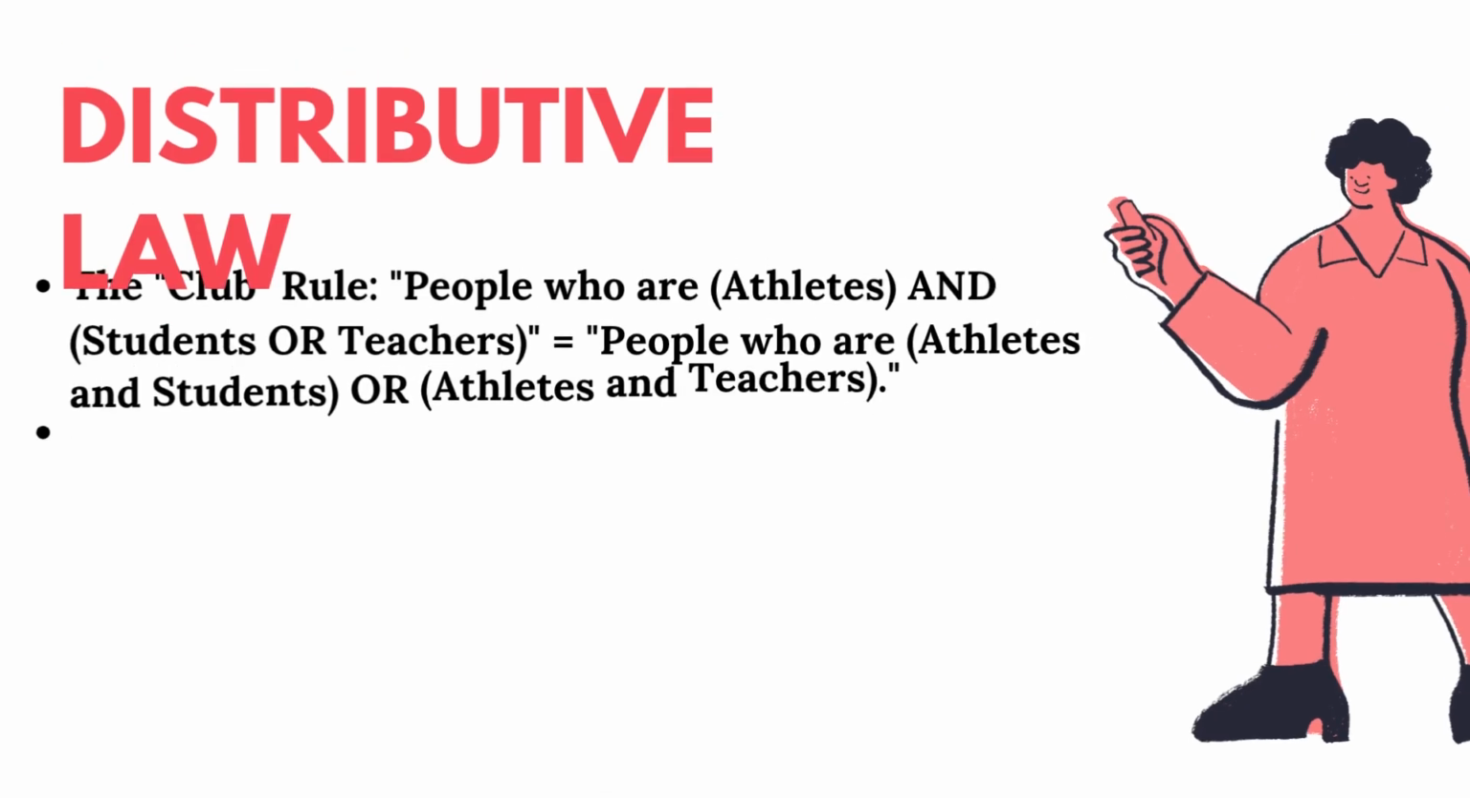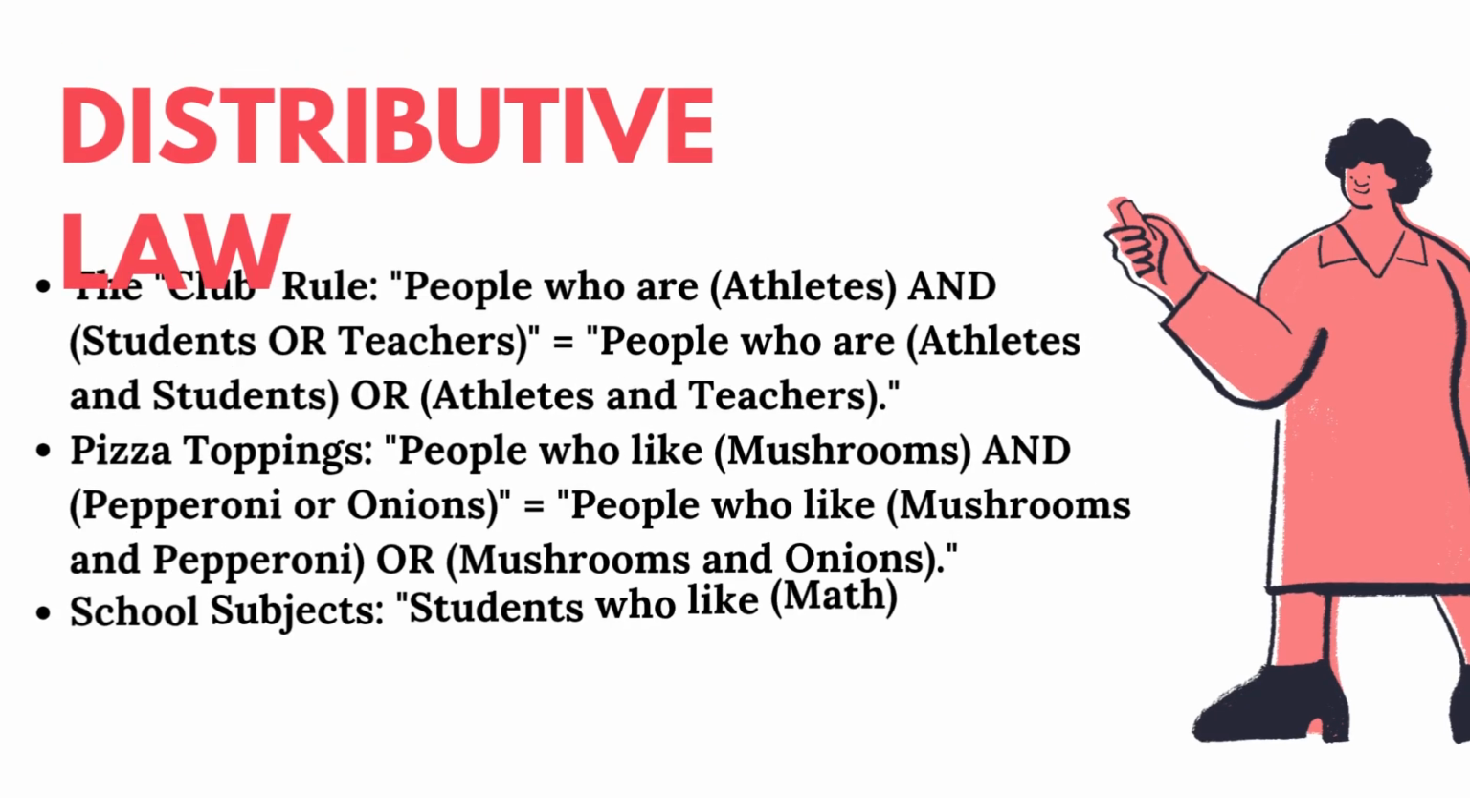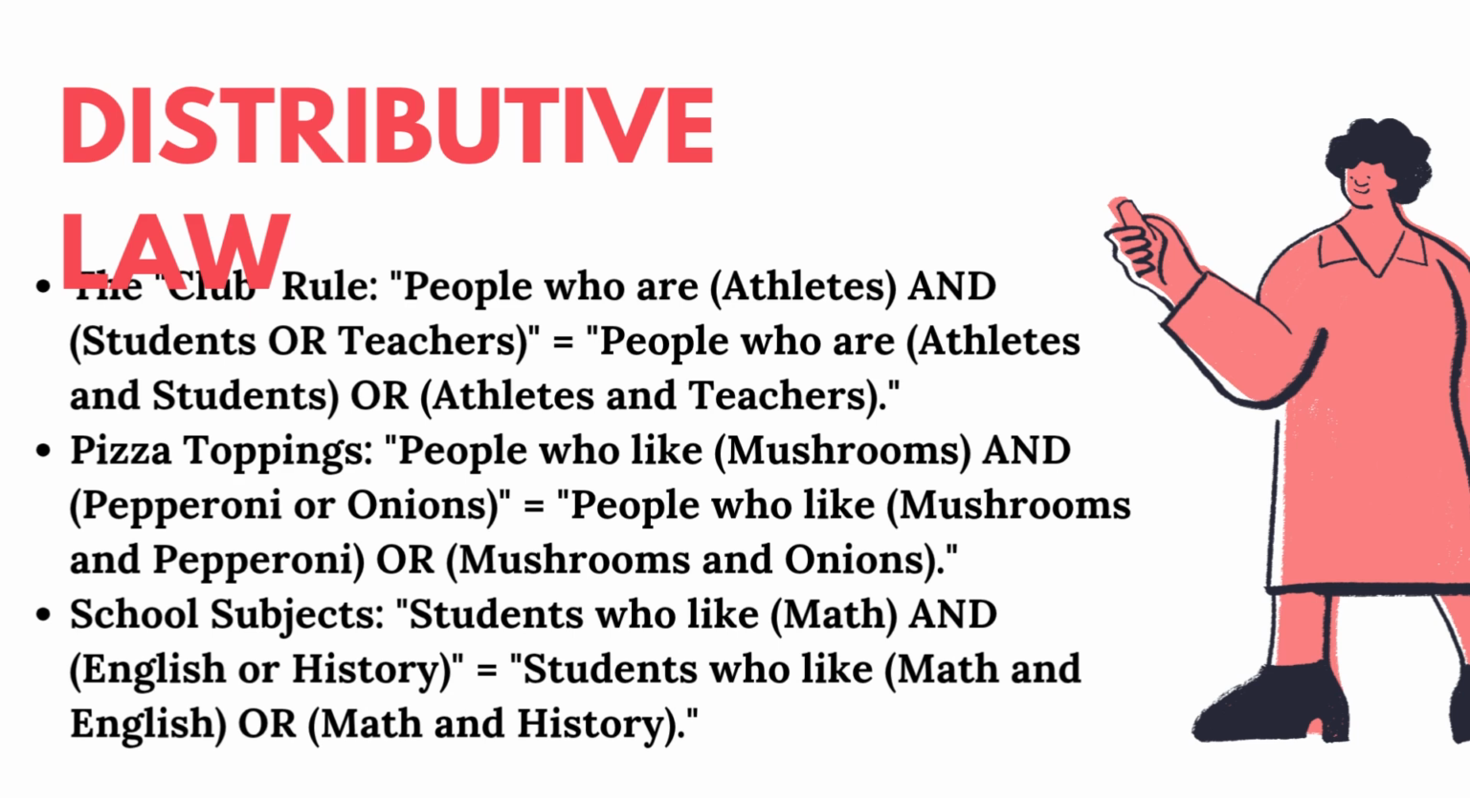Distributive. Intersection multiplies over a union. Simple. Like A(B + C) equals AB plus AC, you apply the intersection to both parts inside the brackets. Some more examples. The club rule. People who are athletes and students or teachers equals people who are athletes and students, or athletes and teachers.